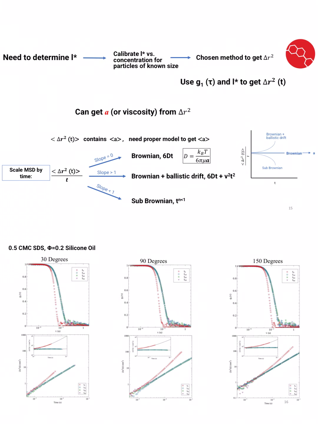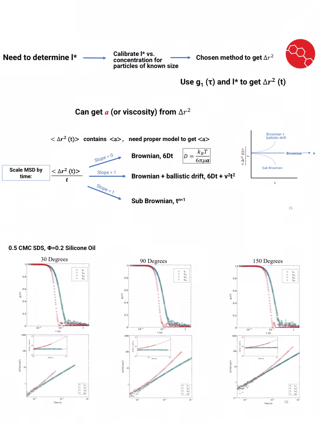A model for MSD can be chosen by scaling MSD by time. As you can see, if you do this, you will get a slope of 0 for Brownian motion, a negative slope for sub-Brownian motion, and a positive slope for ballistic drift motion. From this information, you can apply the appropriate model to accurately extract radius from MSD. Since the Python code I use to analyze my samples uses Brownian motion, I can only use the value of A it outputs if the scaled MSD curve has a slope of 0.